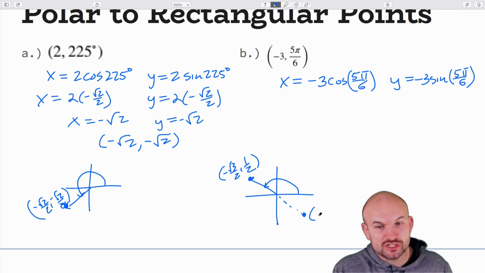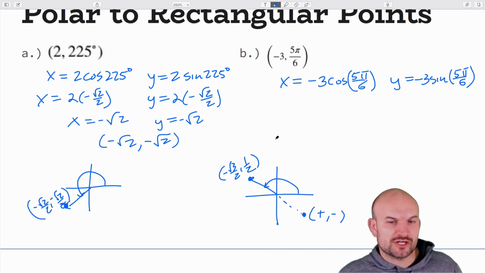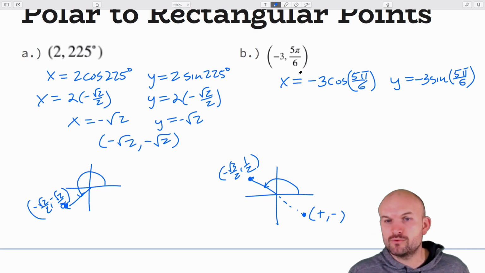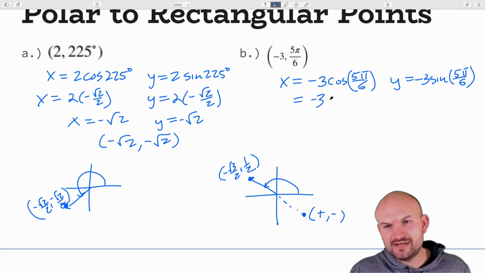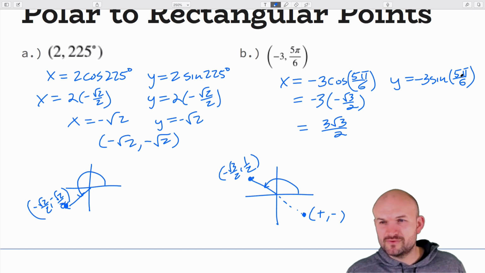So my answer should be a positive x and a negative y. So as long as I do this correctly, I should have a point that's actually in the fourth quadrant, not the second quadrant. So let's go ahead and work it out. So I have a negative 3 times the cosine of 5 pi over 6, which is a negative square root of 3 over 2. And therefore, that will leave me with a positive 3 square root of 3 over 2. And then over here, I'm going to be left with a 5 over 6. So that'd be a negative 3 times 1/2, which is going to equal a negative 3/2.